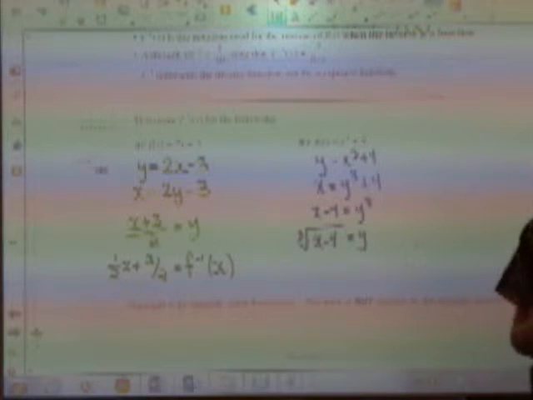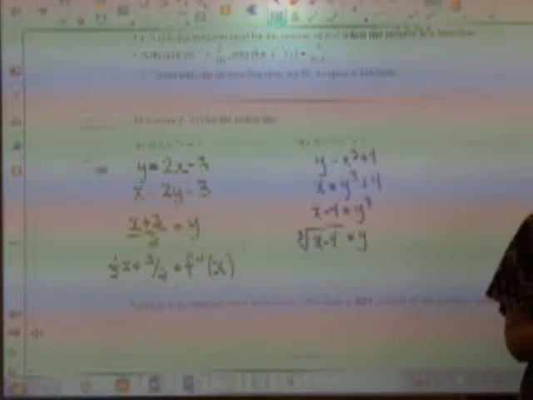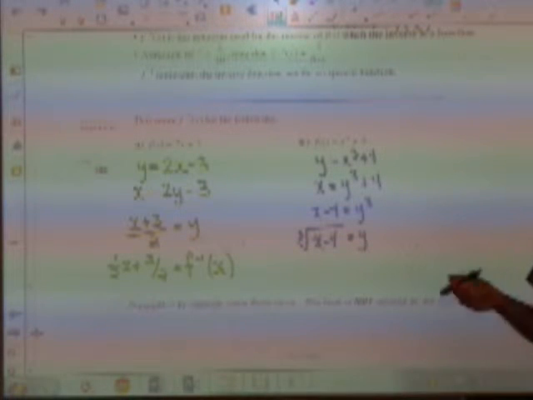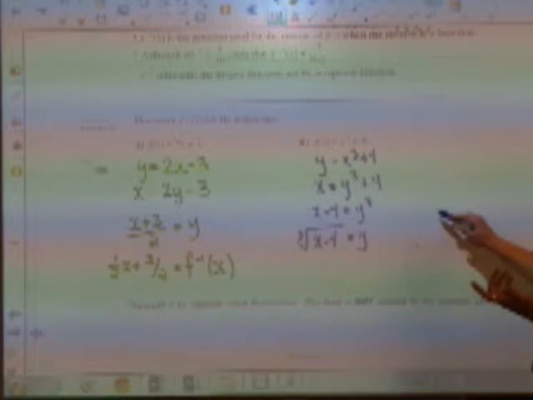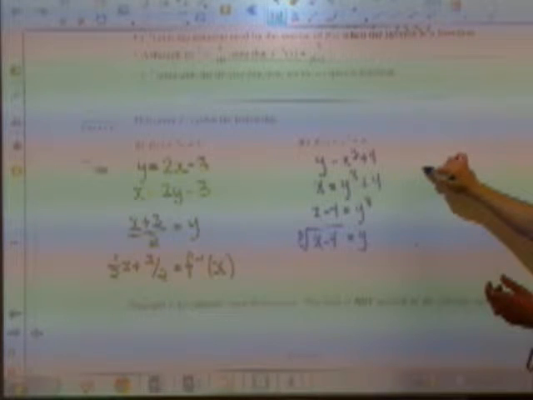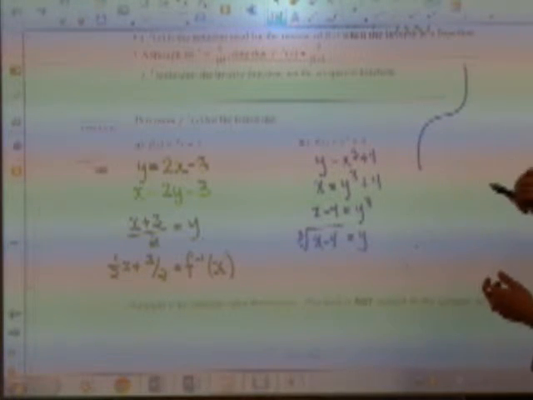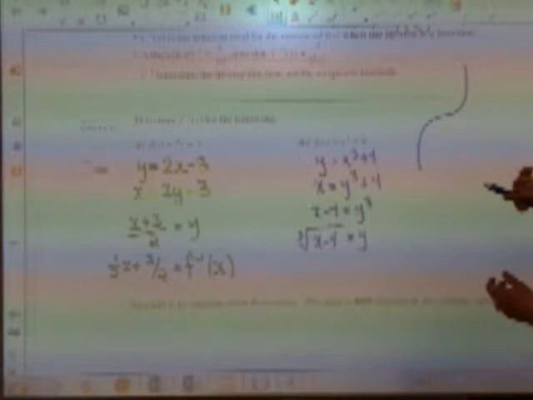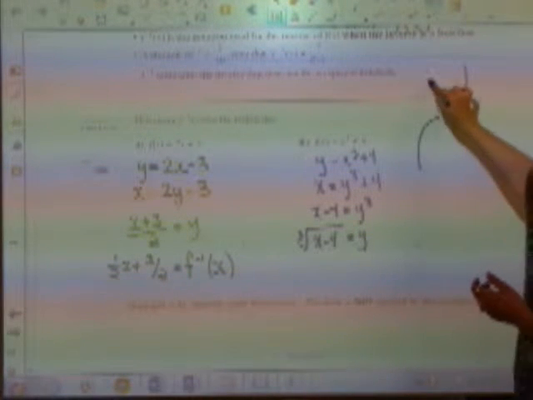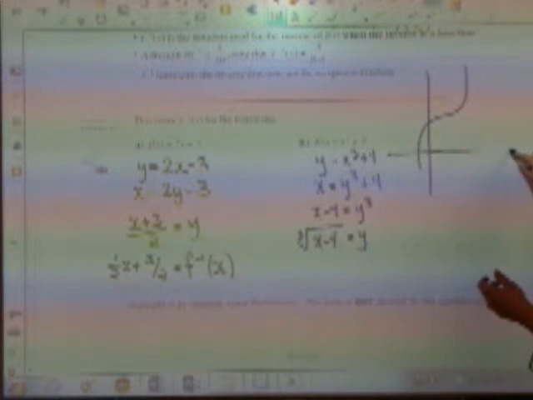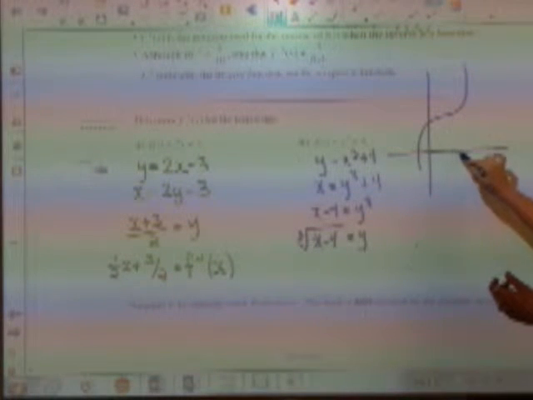Is the cube root of x minus 4 a function? Yes. If I graph it, the x cubed plus 4 kind of goes like this. So then the inverse would kind of go, let's see, look at my coordinates, like that.